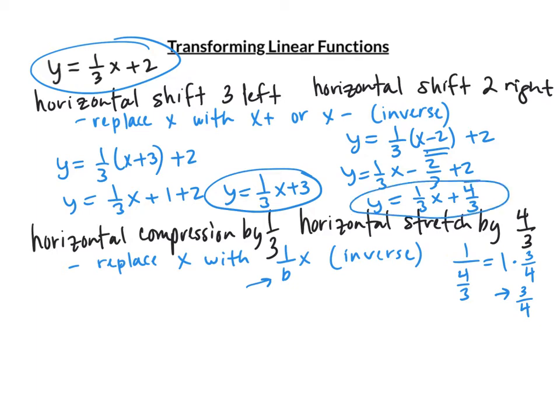Moving below, horizontal compression. Again, it's 1 over b, so 1 over 1/3. Notice that it's a compression because your factor is, again, just like with vertical, if it's less than 1, it's a compression. If it's more than 1, like 4/3, it's a stretch. But I'm always going to replace x with 1 over b times x. So my equation becomes y equals 1/3. Now I'm going to replace x with 1 over 1/3 x, plus 2.